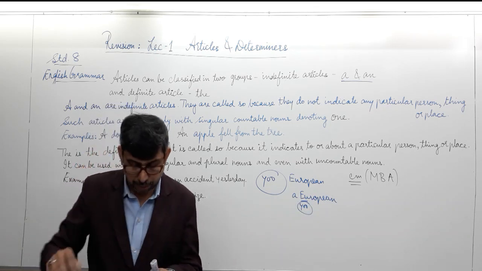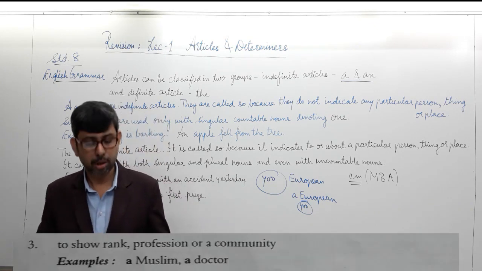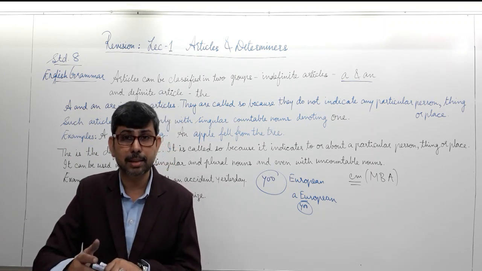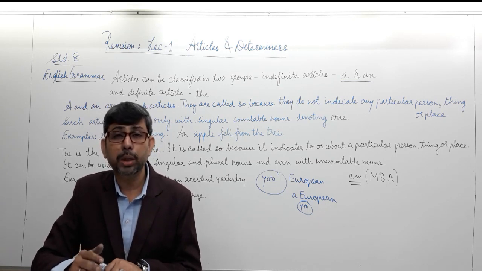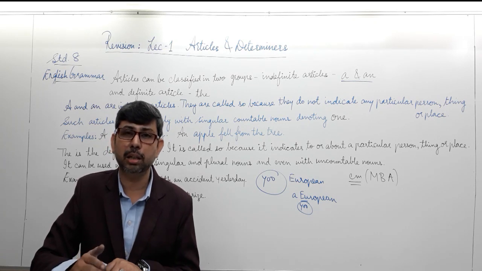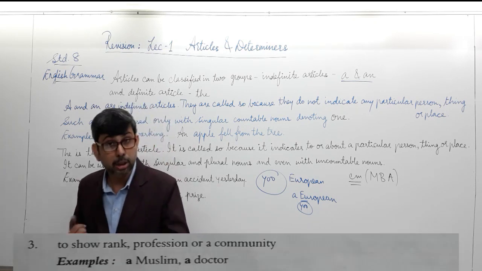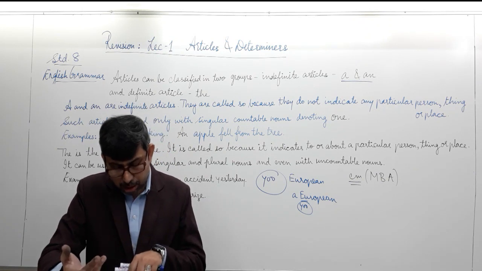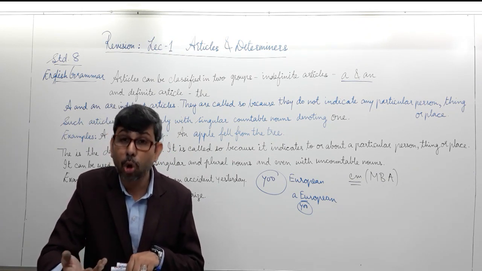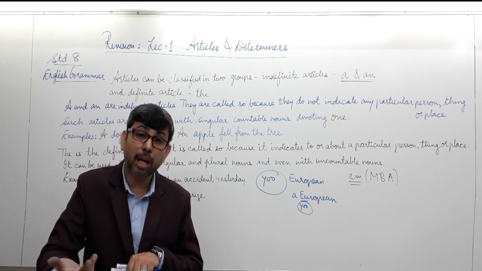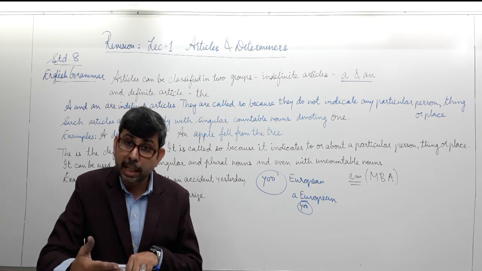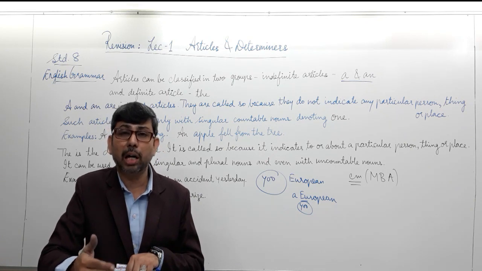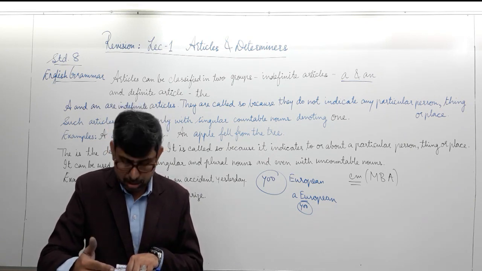The third thing where the article a is used is to show the rank, a profession, or a community. When you talk about these things, rank, profession, or community, we rightfully use the indefinite article a before it. For example, I say a Hindu, a Muslim, a Christian to indicate someone's community, someone's religion. Similarly, when I talk about somebody's profession, I say a doctor, a lawyer, an engineer, an architect. So in all these places, to indicate a community or someone's profession, I have appropriately used the articles a and an, whatever suits the best.